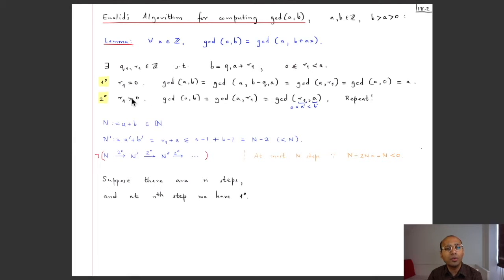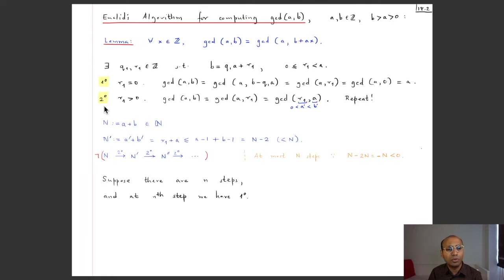Now we know that the process terminates if we end in case 1, and if we are in case 2, then we can repeat the process, because then these two are positive and you can divide the bigger number by the smaller number. So we have to show that we cannot keep getting case 2 infinitely many times. So we can get case 2 at most a finite number of times.